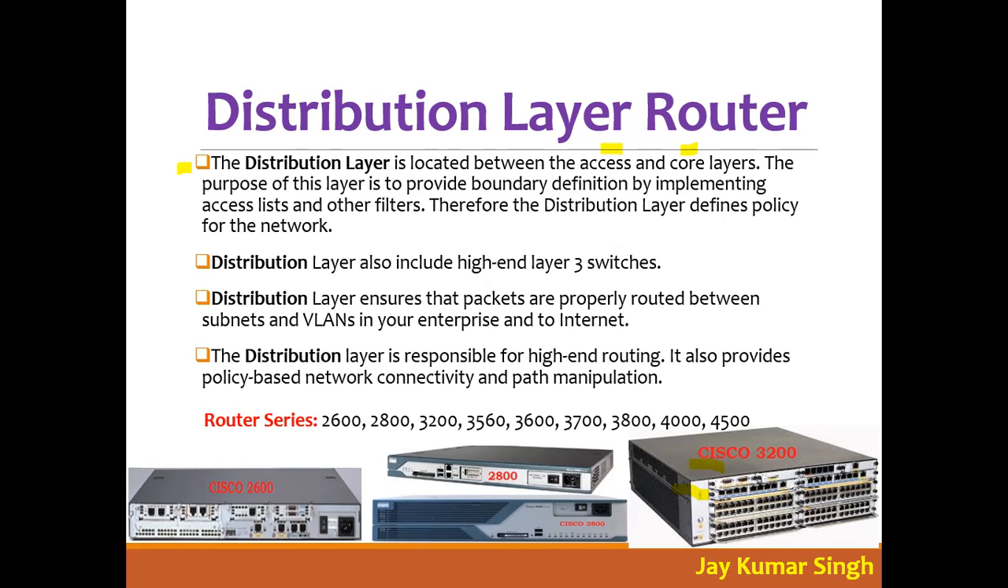The purpose of this layer is to provide boundary definition by implementing access lists and other kinds of filtering. For example, I can block you. There are also many kinds of routing functionalities. Therefore, the distribution layer defines policy for the network. You can define policies for a limited number of users, but can you define them for 1 million users? No. But a distribution layer router can support this.